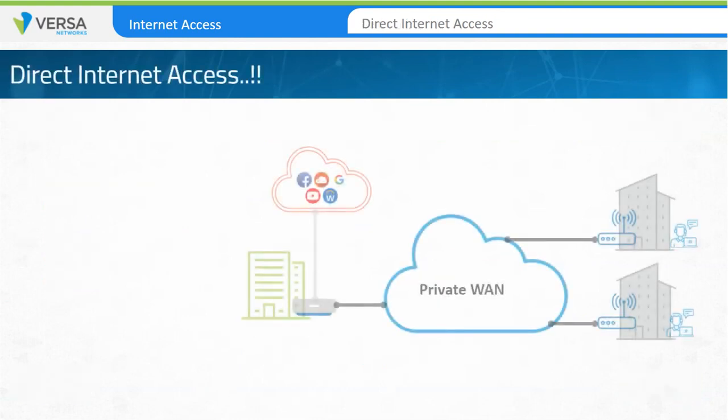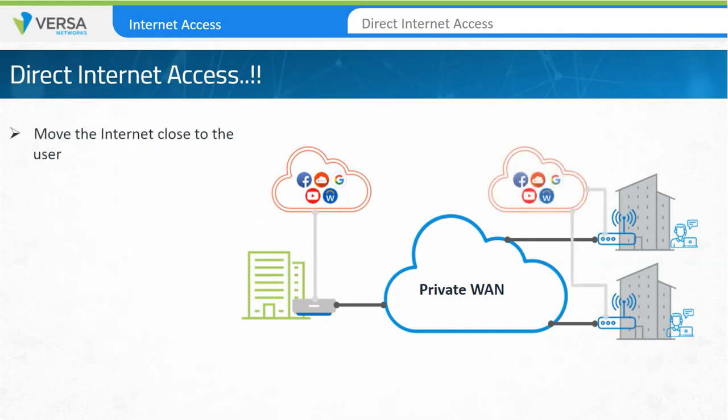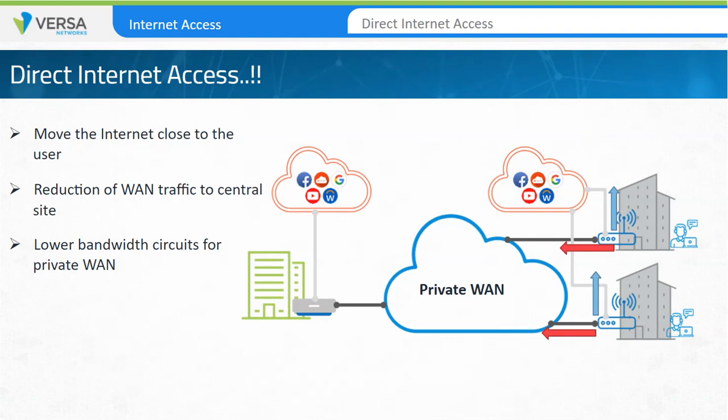The first benefit provided by DIA is to move the internet close to the user base. With DIA, each site has WAN connectivity for internal resource access and direct internet connectivity for internet-based applications and resources. One of the benefits of the DIA model is the reduction of WAN traffic to the centralized site. This allows the use of lower bandwidth circuits between sites and headquarters and reduces the need to upgrade to faster, more expensive WAN links as applications move towards web-based services.